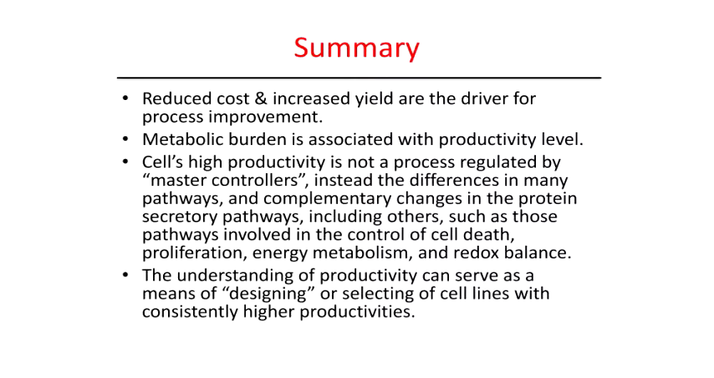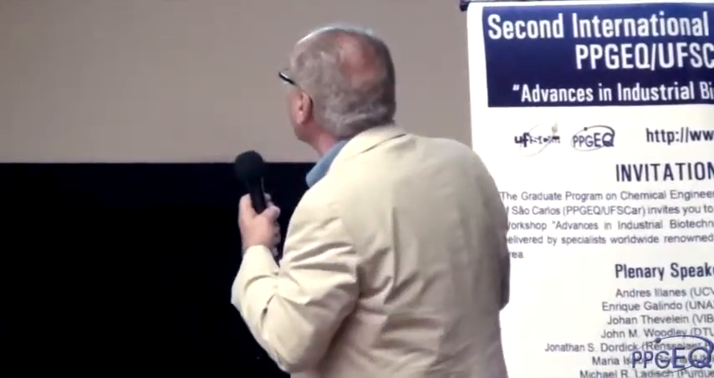So in summary, metabolic burden is associated with a productivity level. The higher the producers, the less responsive to your changes or to your treatment. High productivity is not a process regulated by master controllers. So if you wanted to look at the association between high productivity and an intracellular factor, you won't be able to achieve that. It is much more complex than a relationship between one factor and productivity. It's several other factors, including cell death, proliferation, energy metabolism, and redox balance.